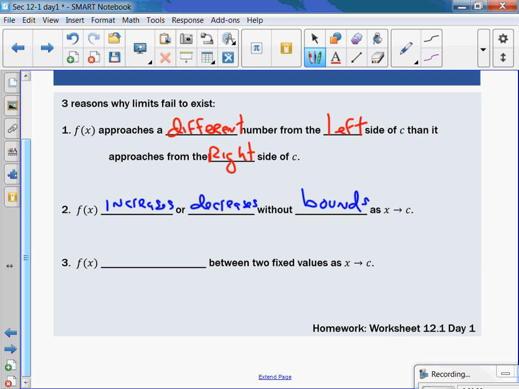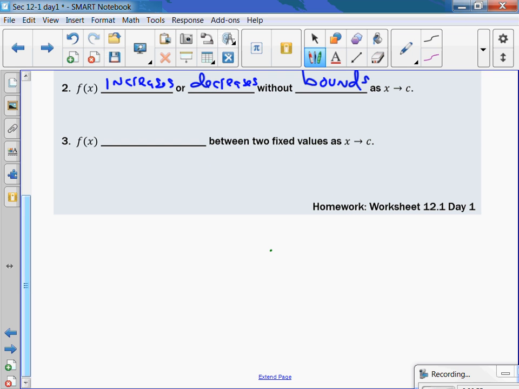And lastly, when we look at that sine of 1 over x, if the function f of x oscillates between two fixed numbers as x approaches c. If any one of these occur, there is no limit. Otherwise, try to find that particular limit. Questions?